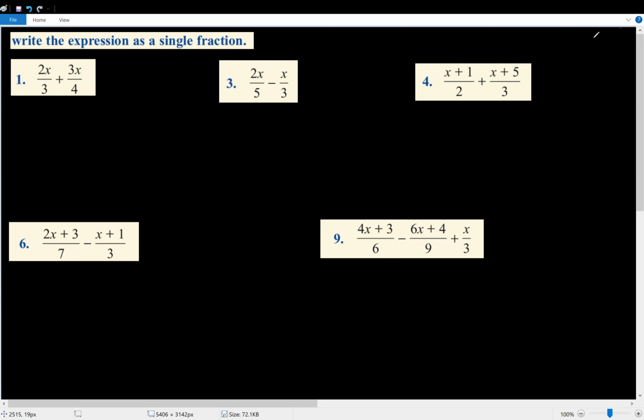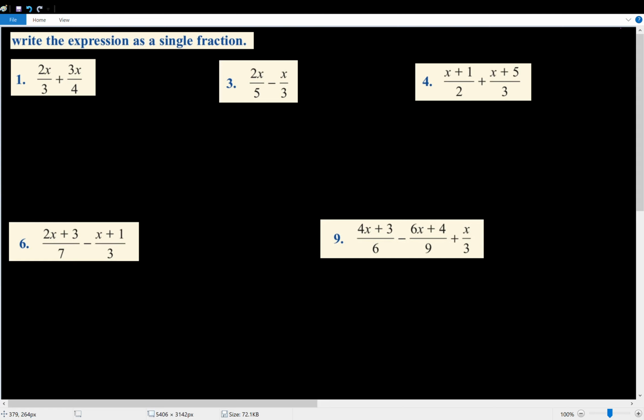This is questions 1, 3, 4, 6 and 9 from exercise 2.3 in Project Maths 2. We have to write each of these expressions as a single fraction. So we'll start with question 1. We've got 2x over 3 plus 3x over 4.